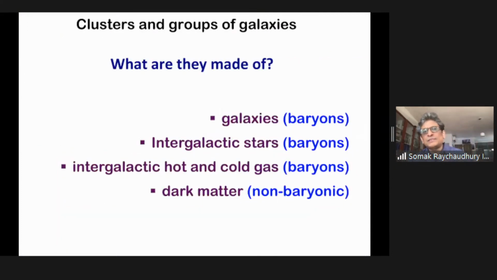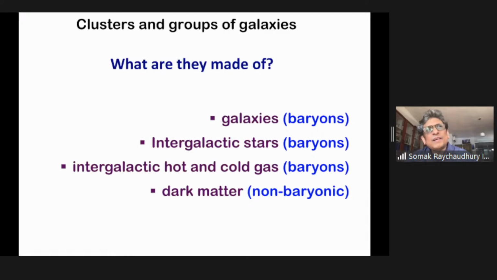Okay. So these are different scales of galaxies. So let's start by looking at what are these clusters and groups of galaxies? What are they made of? So of course they're made of galaxies. That's obvious. You take a picture, you see lots of galaxies. That's how you identify them.